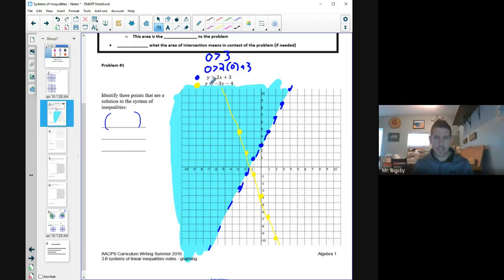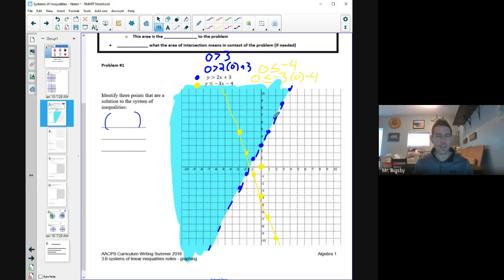So we're again going to test 0, 0 for the yellow line. Should I shade the right side or the left side for the yellow line? Let's see. Is 0, 0 a solution? We're going to plug in: is 0 less than or equal to negative 3 times 0 minus 4? Is 0 less than or equal to that? Let's see, that makes negative 4, sorry. So is 0 less than negative 4?